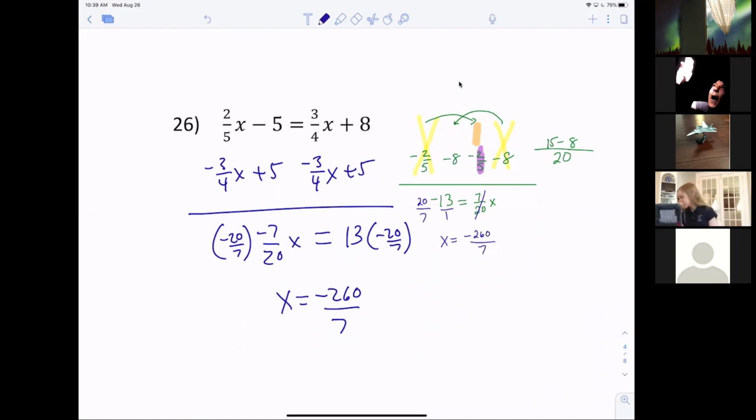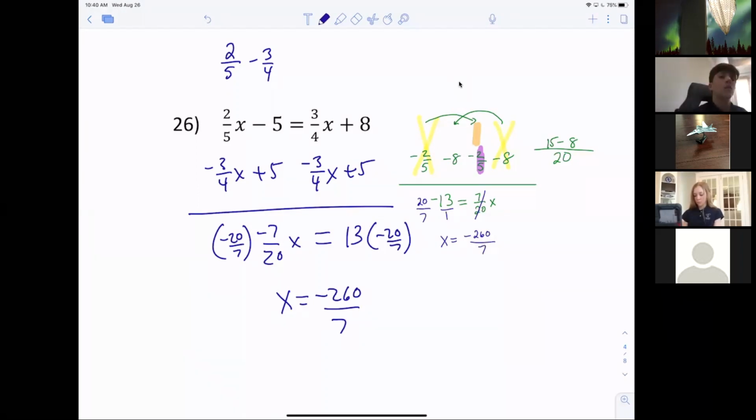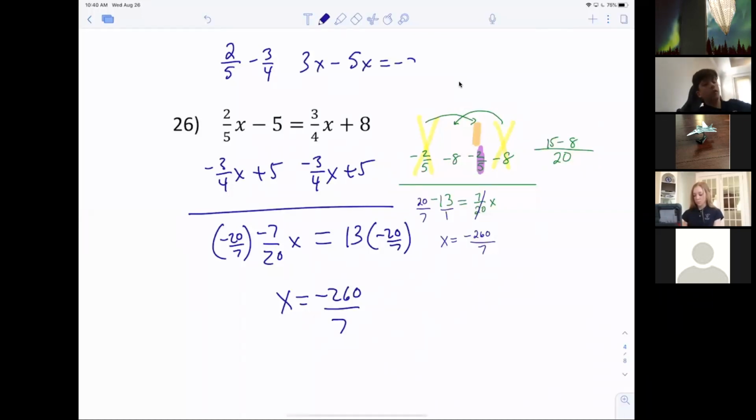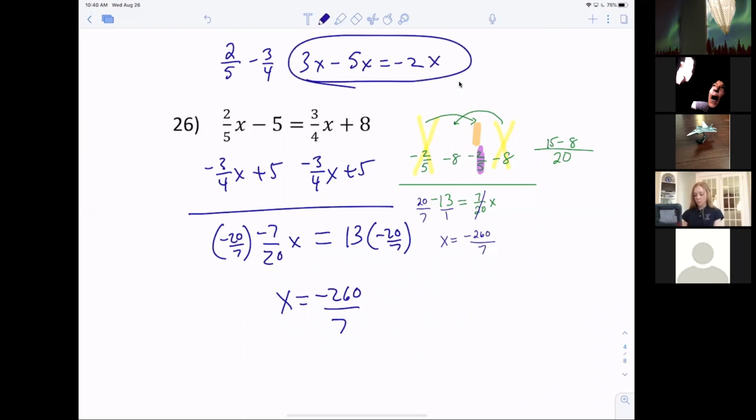I just did it both ways. I don't know what you're talking about. I thought you subtracted the x. So are you asking me what is 2/5 minus 3/4? Is that what you're asking me? You want the x to be gone? 3x minus 5x is -2. That's not true. The x's stay with it. When you're combining terms, you don't eliminate the x.